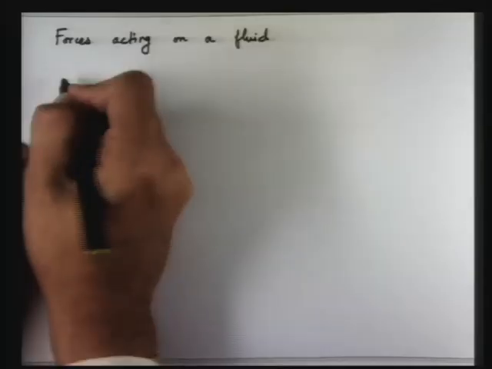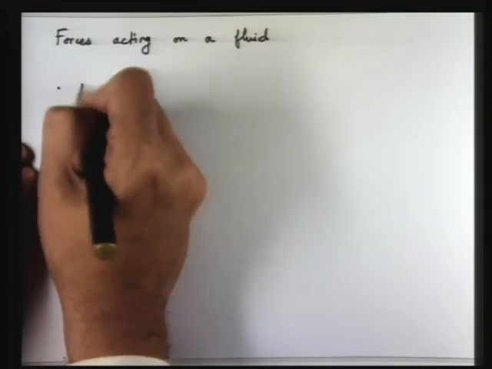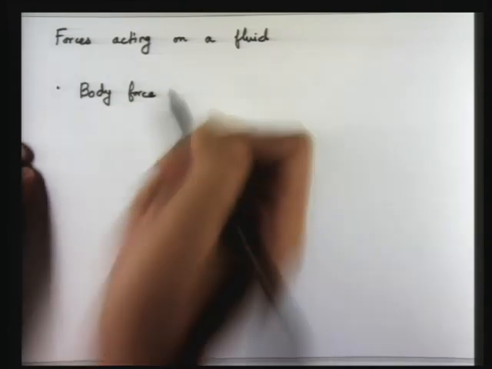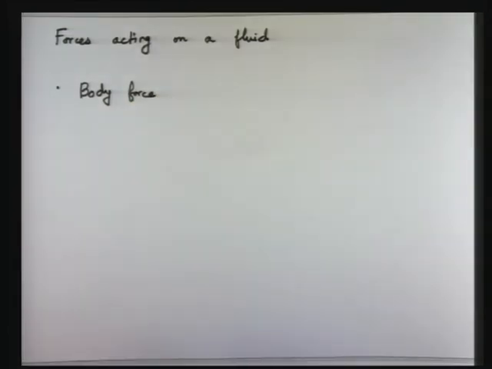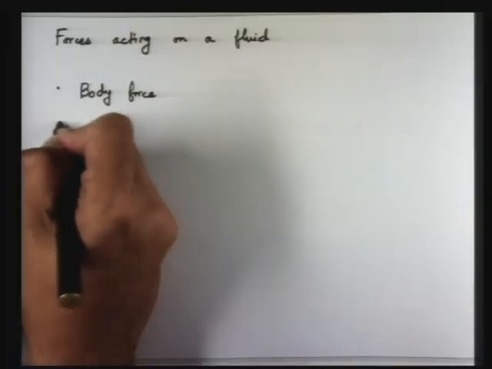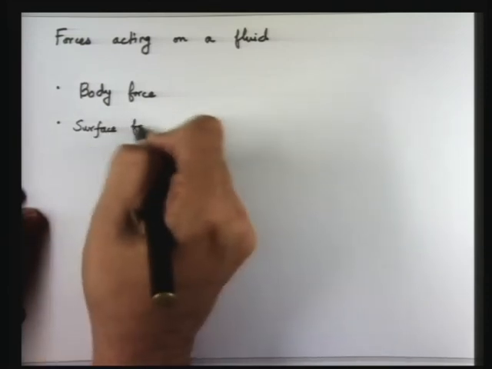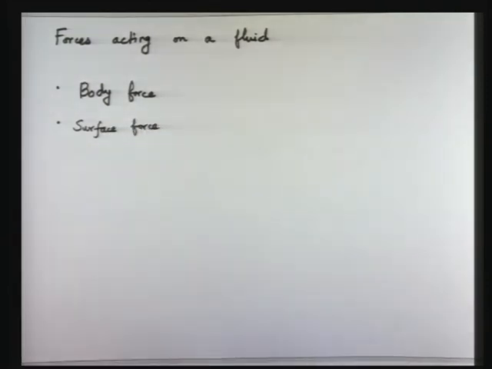The first type of force is called body force. So what is a body force? A body force is a force that acts over the volume of a body. For example, gravity is a body force. And the second is surface force, a force that acts over a surface.